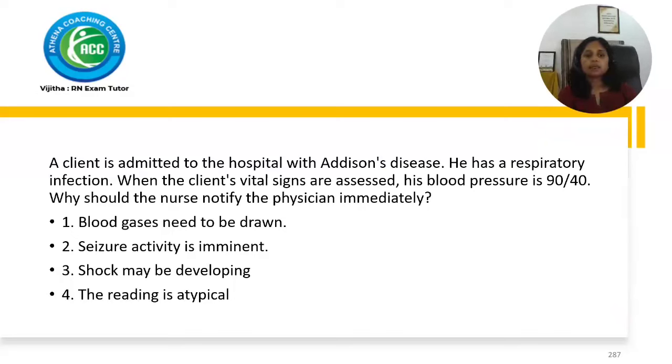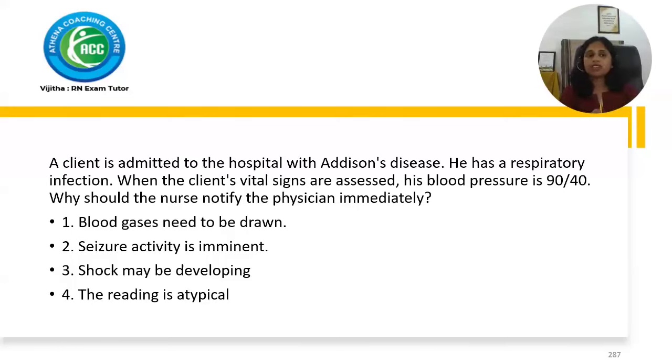So if a client is admitted to the hospital with Addison's disease, what is Addison's disease? Addison's disease is a condition. What is expected here? Addison's disease is glucocorticoid and mineralocorticoid deficiency. That means the adrenal cortex produces glucocorticoid and mineralocorticoid, that means steroids and aldosterone. Both of these hormones are produced less. Hypoproduction or hyposecretion of glucocorticoid and mineralocorticoid is considered as Addison's disease. It is not hyper, it is hypo.